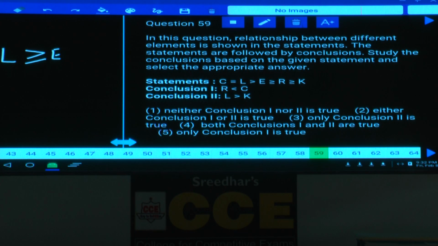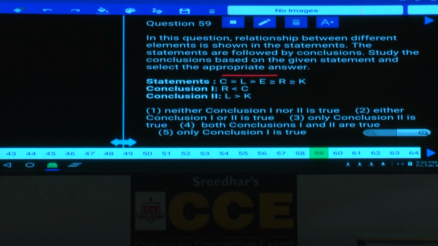Then 59, the relation between R and C. Now in this one, between C and R, C greater than R is true, R lesser than C is true. And the second one, between L and K, L greater than K is also true. Hence what is your answer? Both the conclusions follow. Both 1 and 2 are true, choice 4. Question number 59, choice 4 is the answer.